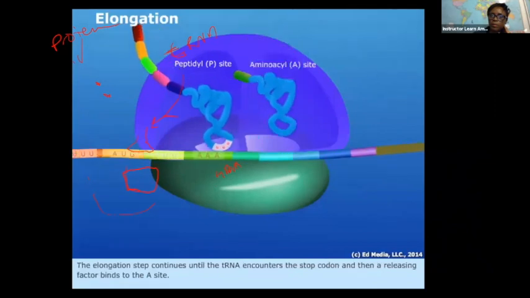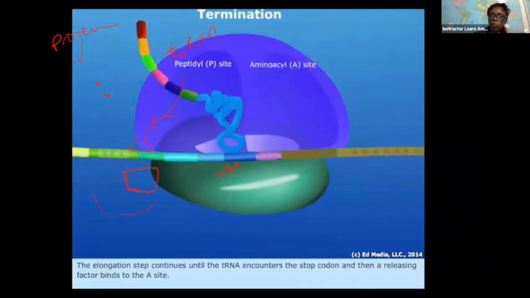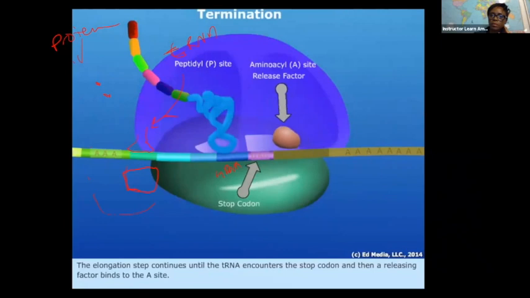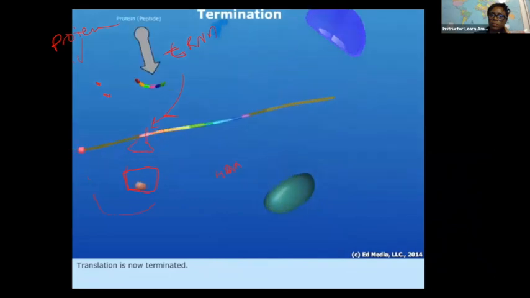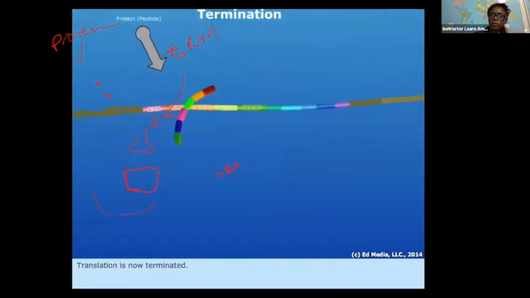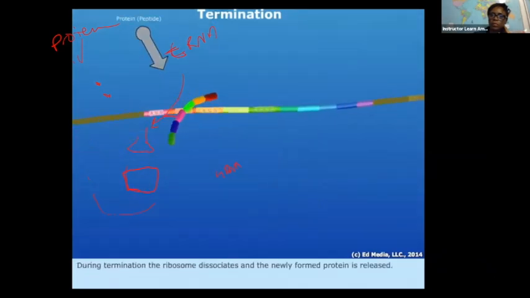The elongation step continues until the tRNA encounters the stop codon, and then a releasing factor binds to the A site. Translation is now terminated. During termination, the ribosome dissociates and the newly formed protein is released.